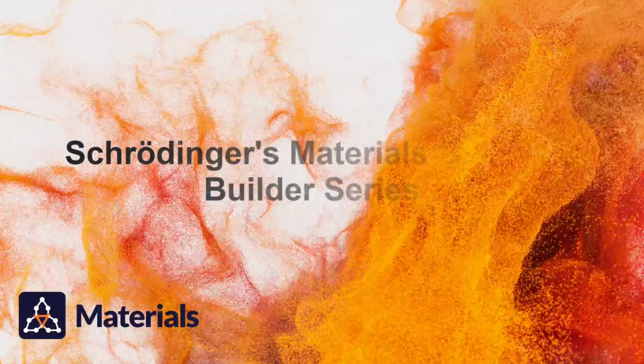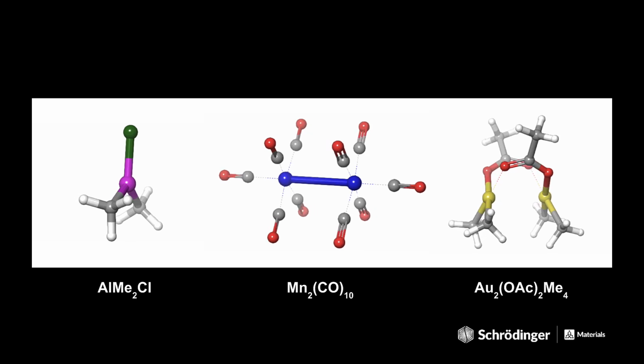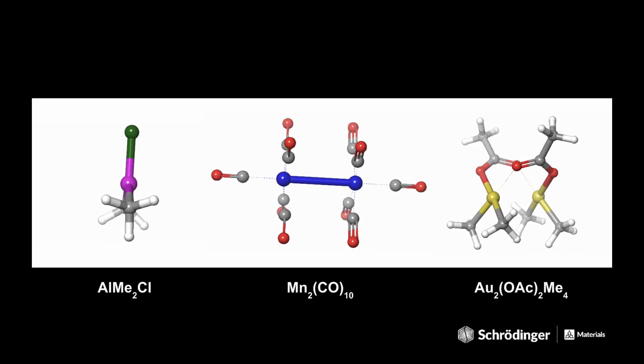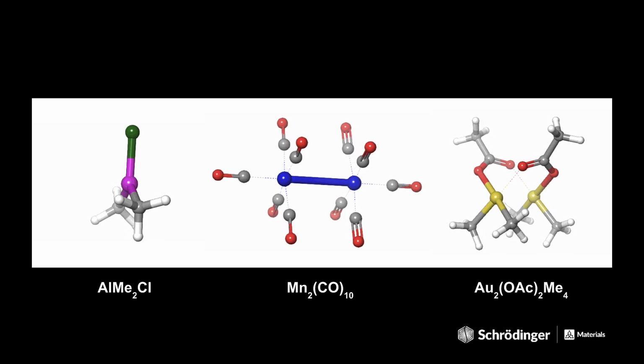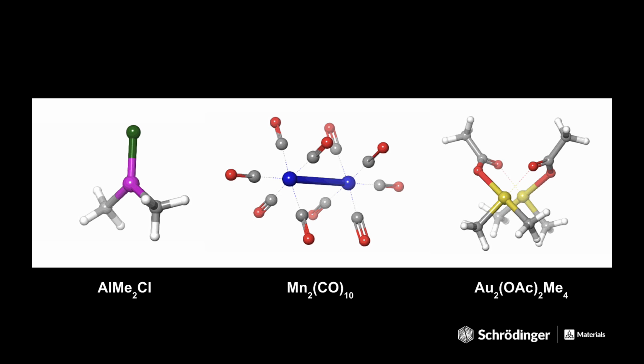This video demonstrates the use of the Single Complex Builder panel in Schrödinger's Materials Science Suite. This panel allows you to construct a single organometallic complex featuring 1 or 2 metal centers, with geometries ranging from 2 to 9 coordinate systems. Let's dive into the panel's capabilities.